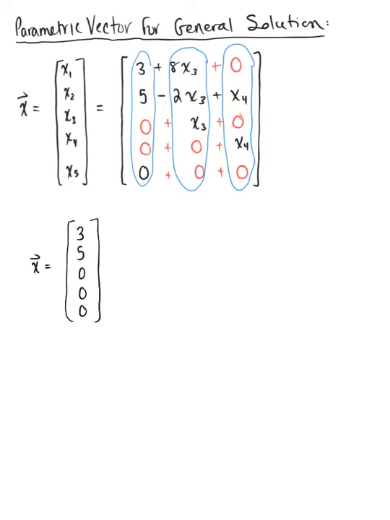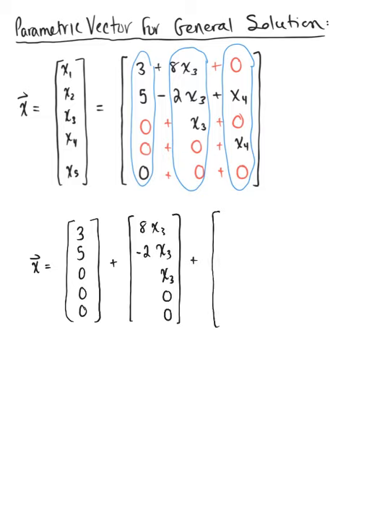And I'll do this in 2 parts again just because we're just seeing this together for the first time. We then have the x sub 3 column. This is 8 times x sub 3, minus 2 times x sub 3, 0, 0, plus the column for the x sub 4. So that's going to be 0, x sub 4, 0, x sub 4, 0. Such that x sub 3 and x sub 4 are your scalars.